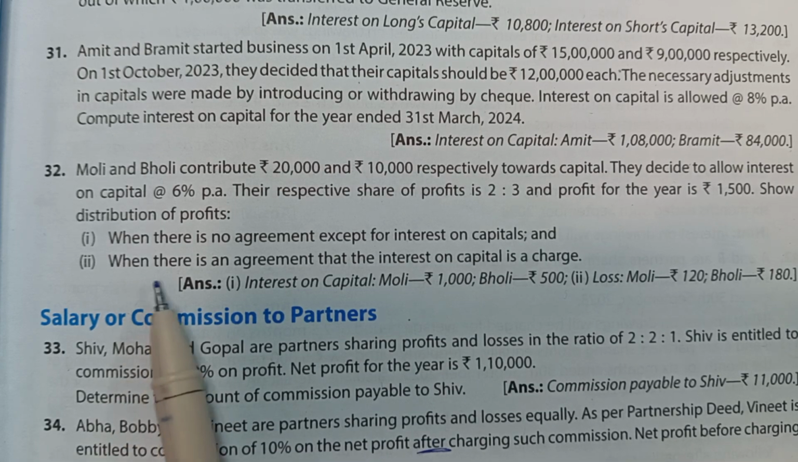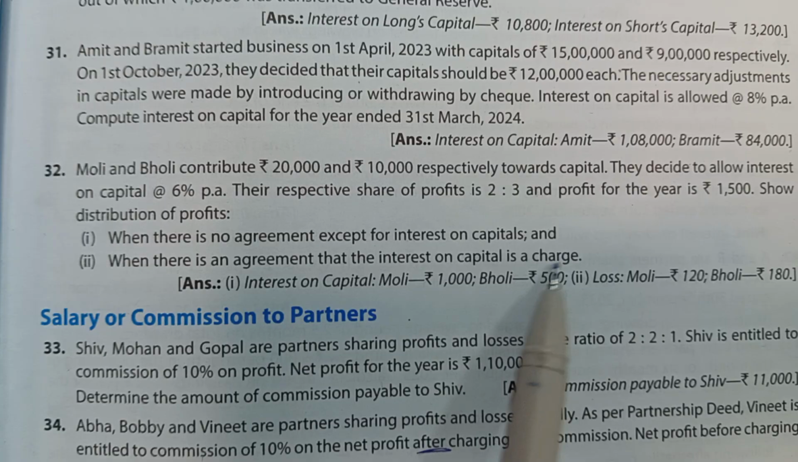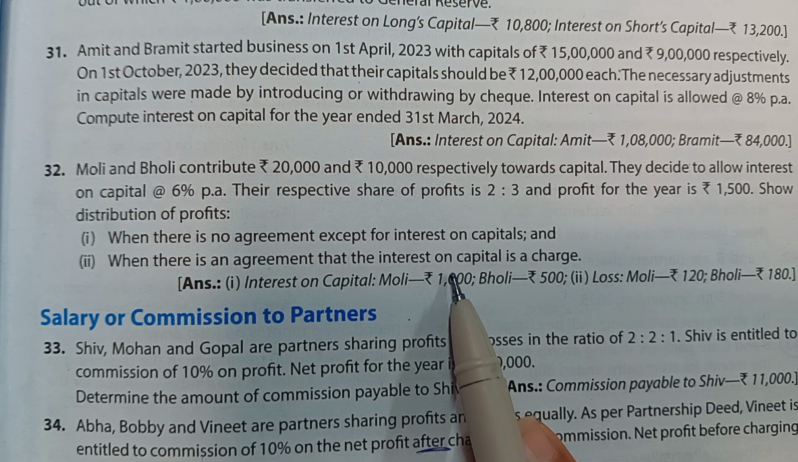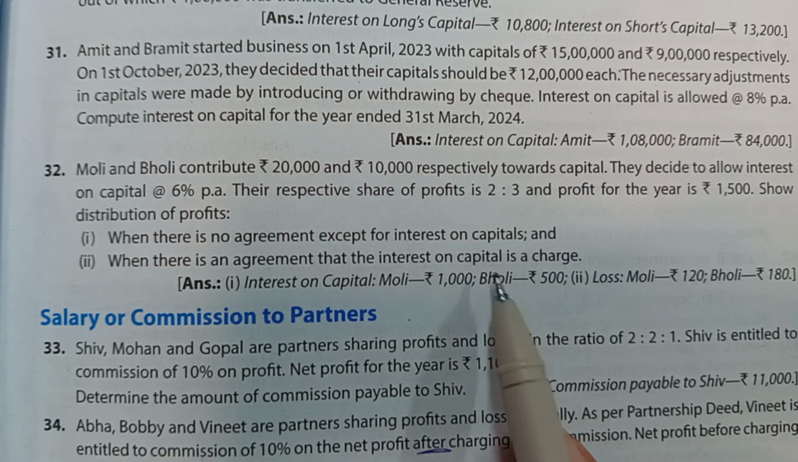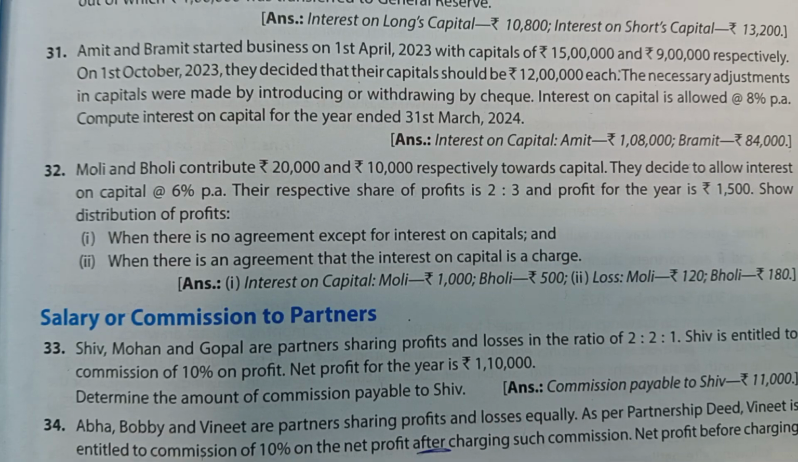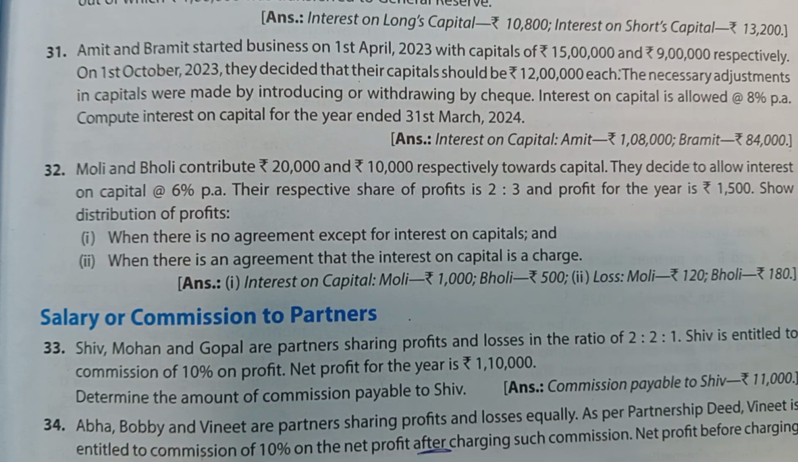And second one is when there is an agreement that the interest on capital is a charge. Now what do we mean by this term charge? Charge means compulsion. It is compulsory to give interest on capital to the partners. The entire amount of interest on capital is compulsory to be given to the partners irrespective of whether the firm earns a profit or a loss. That's the meaning of charge. Now let's do the sum.